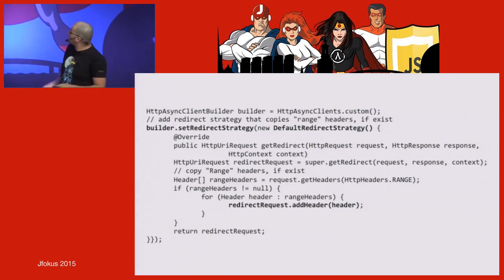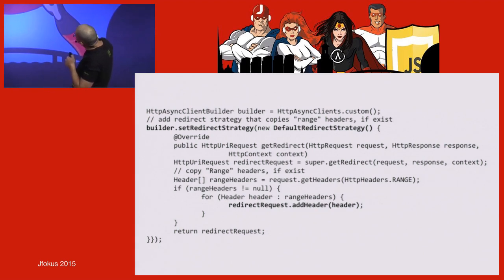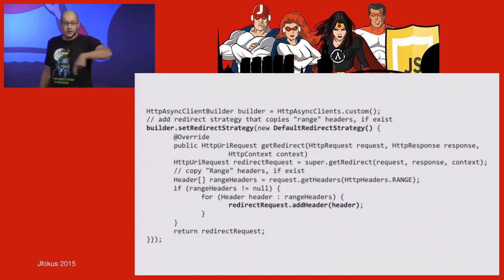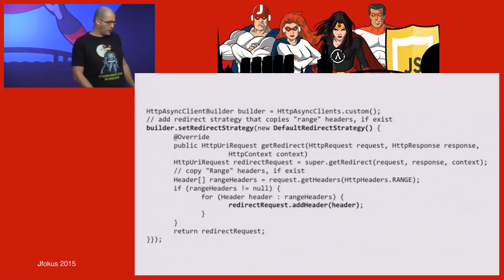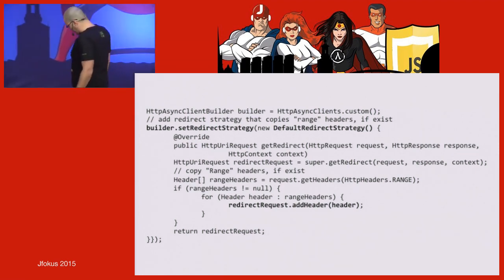So this is what we are going to do. We have a builder of the client. We build now a custom client, and we set a redirect strategy to keep the range headers if they exist when the request got redirected. Ning supports that as well. It's kind of a trivial thing.